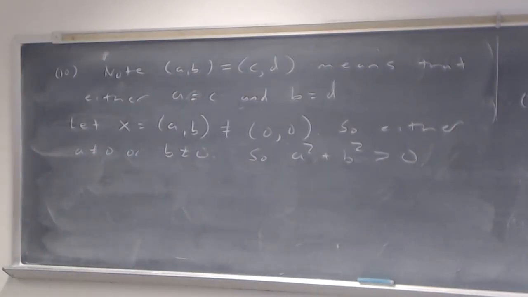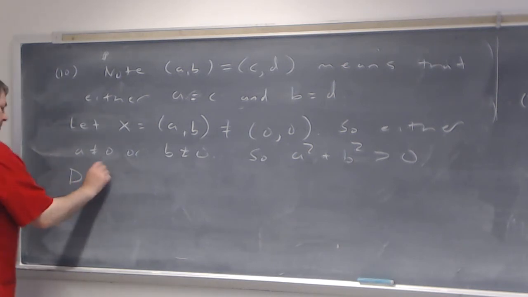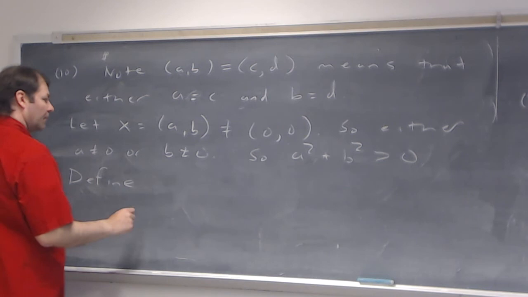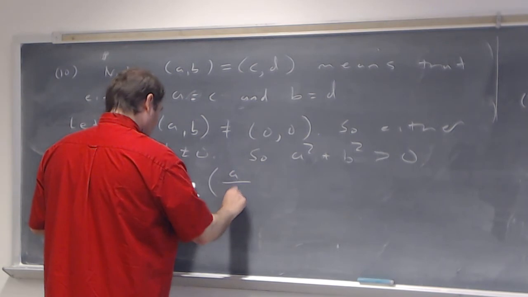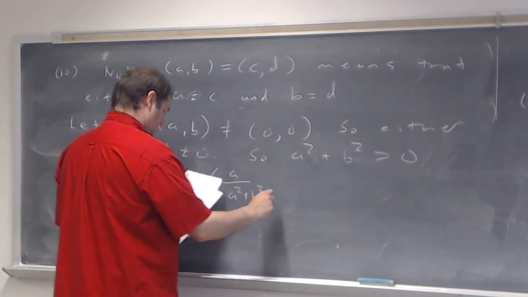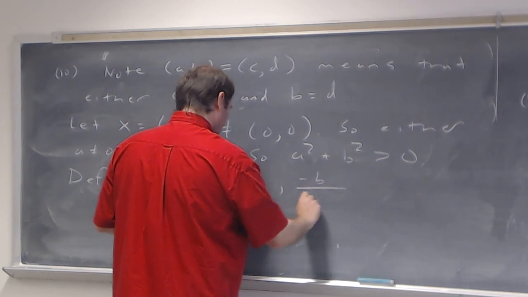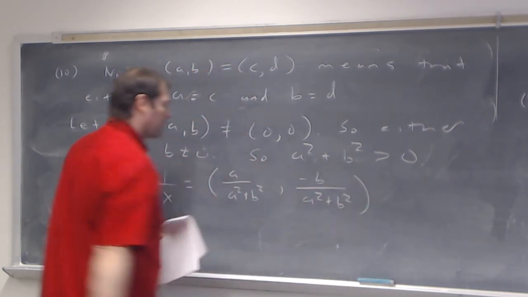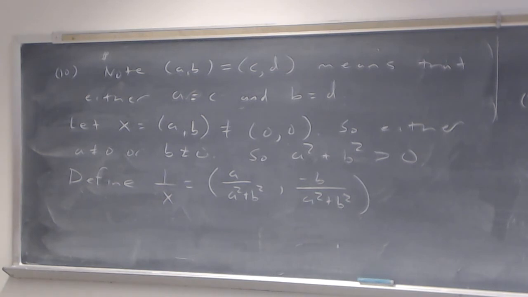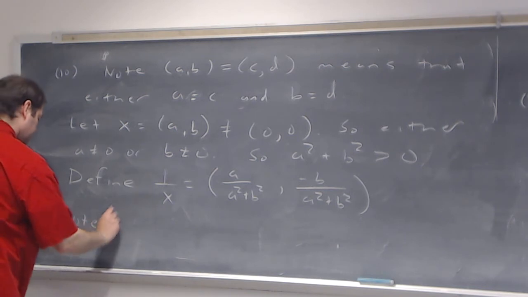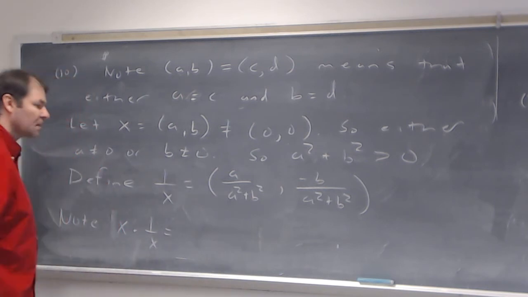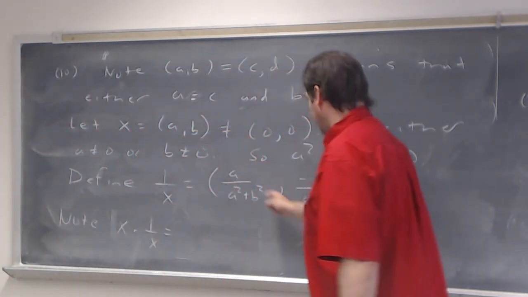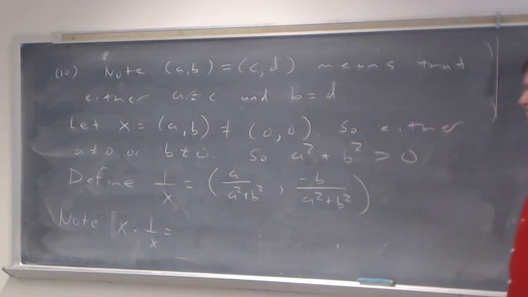So what we're going to define to be the multiplicative inverse of x, we're going to define 1 over x to be equal to A over A squared plus B squared, so that's non-zero, comma, minus B over A squared plus B squared. And what I've got to show is when I multiply x times 1 over x, I get 1, which is 1, 0. So note, x times 1 over x is complex numbers. And this is a complex number. I hope that's clear, everybody. But this is a real number, and this is a real number.